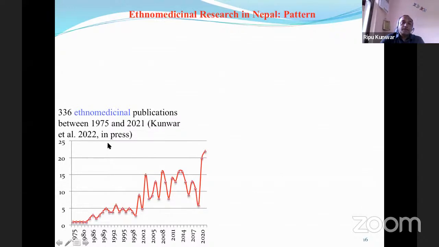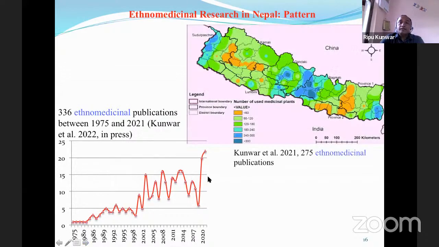published between 1975 and 2021, and the data is definitely exciting, and this could create a snowball effect. Here is the same data shown in a heat map. The blue color shows the areas where most of the publications or research have been done, mainly central and eastern Nepal and the midwestern part, but they are still understudied.